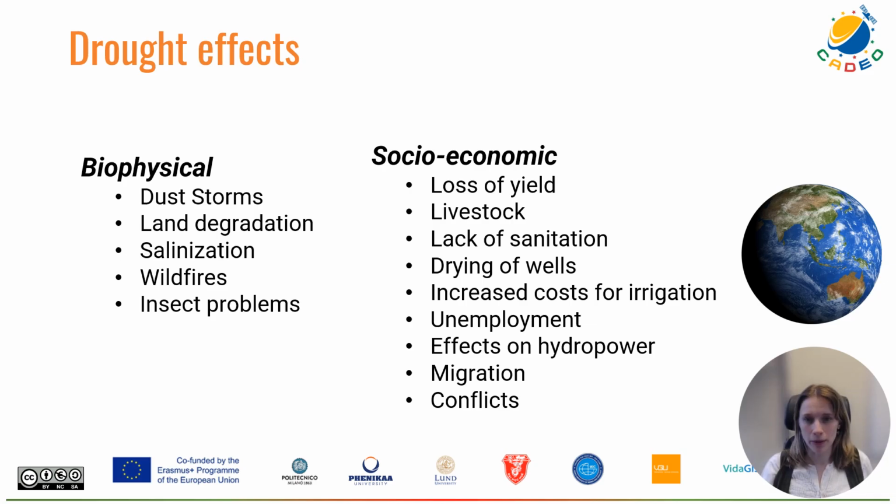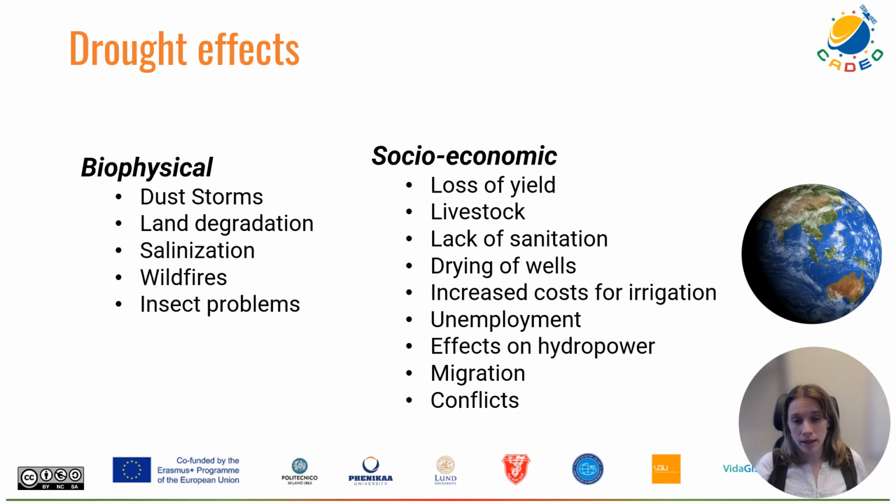wildfires, insect problems. We can also have socioeconomic effects of drought, for example, loss of yield, loss of livestock, lack of sanitation, which can have severe impacts on public health, wells that dry out, and increased cost for irrigation. You may need to pump up more water to irrigate. It's costly. It may lead to unemployment, people losing their livelihoods, and also it may affect hydropower.